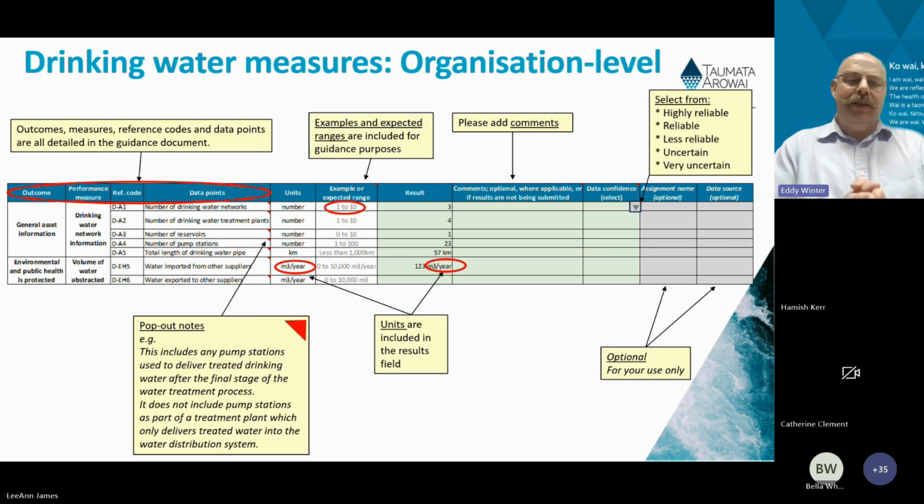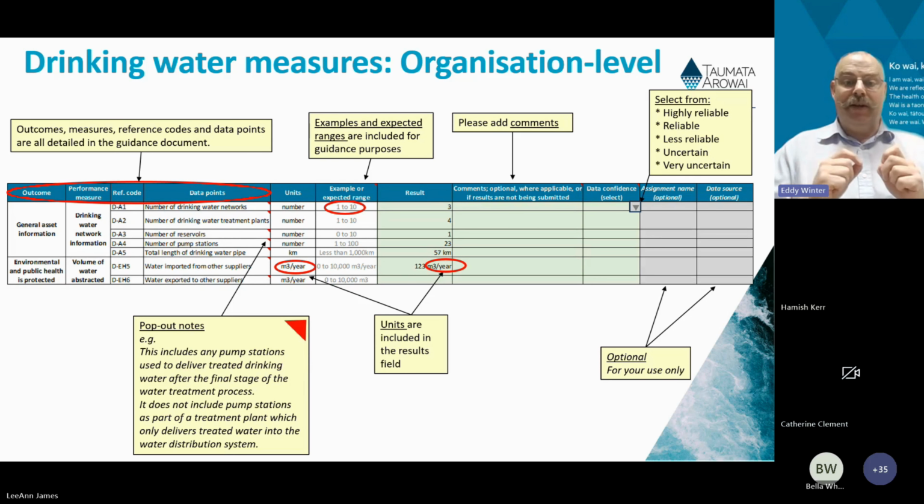We've also included some examples and some expected ranges. So first question there, how many drinking water networks do you have? You've probably got somewhere between 1 and 10. That's just an expected norm. If you tell me you've got 1,000, that may just be a typo. So we've actually put some limits around things here to try and prevent people entering incorrect data where you've either got the wrong units or there's been a typo. So we've given you an expected range, and if it's wildly outside of that expected range, you may actually come up with an error message.